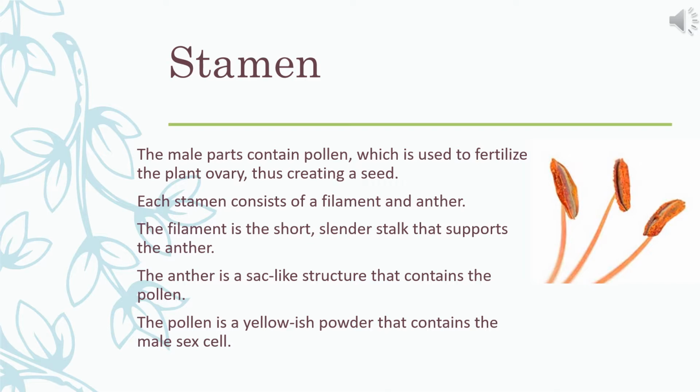The stamen itself has two parts: the filament, that's the stalk, if you will, and the anther, which is what holds the actual grains of pollen. The pollen itself is usually a yellow to orange or brown rust color, and each individual grain of pollen has the complete genetic material of the parent plant.